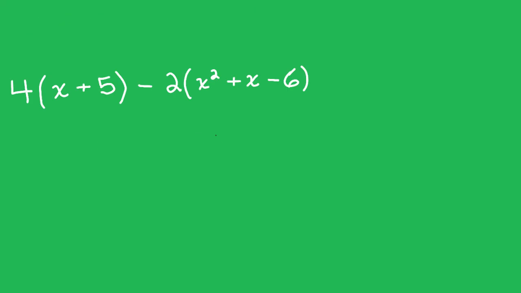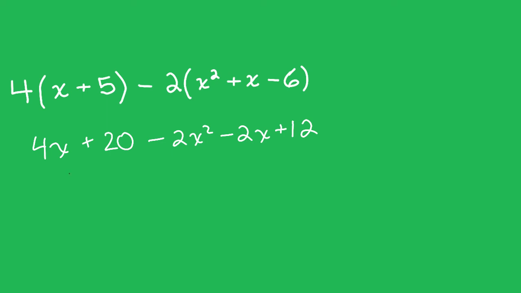Alright, this expression we're going to have to use the distributive property twice. So we distribute 4 over each term in the parentheses here, so that's 4x plus 4 times 5 is 20 minus 2x squared is minus 2x squared minus 2 times x is minus 2x minus 2 times negative 6 is positive 12. So we've got that there.